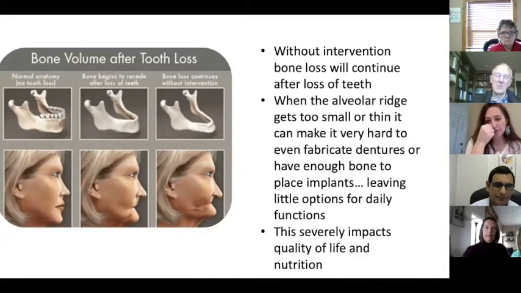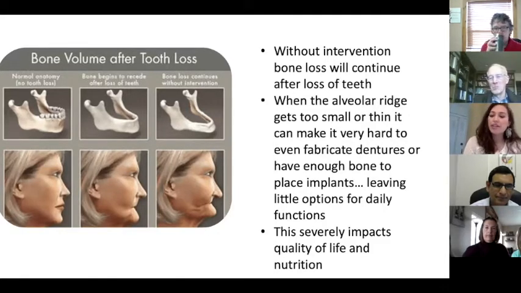And I wrote some notes here on the right as well, where once you get a thin bone like in the picture, it can be really hard to replace teeth. So your options become very limited. Dentures don't fit very well. There's really no option for implants, leaving you with a really poor quality of life. We need our teeth to eat. We need our teeth to talk, to sing, to do everyday living.